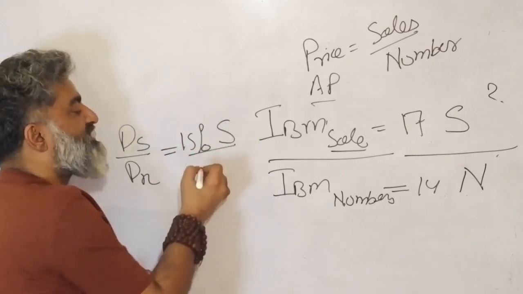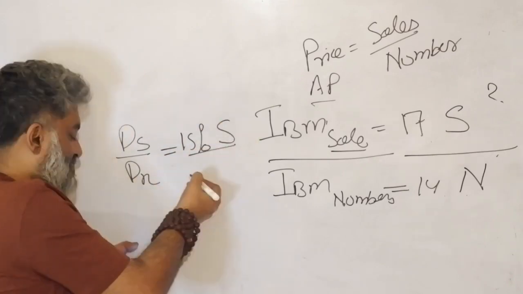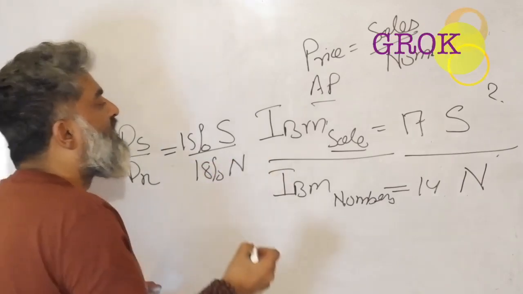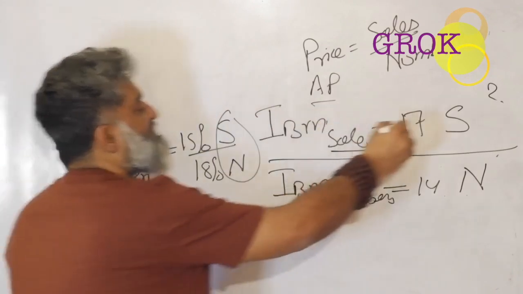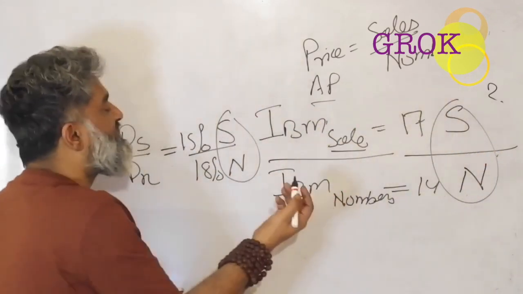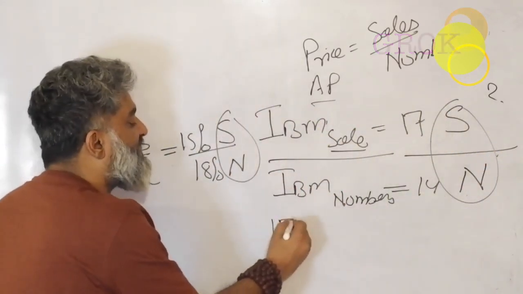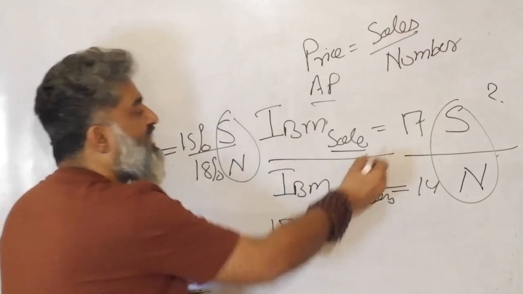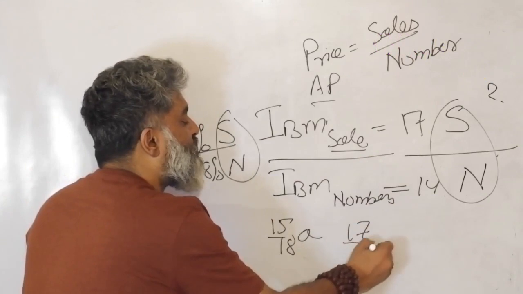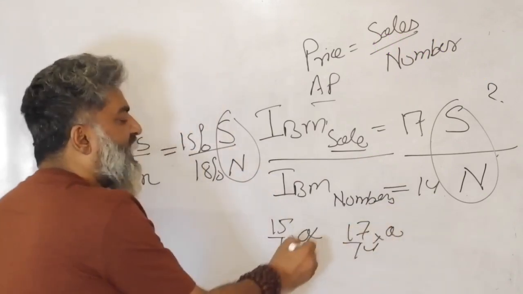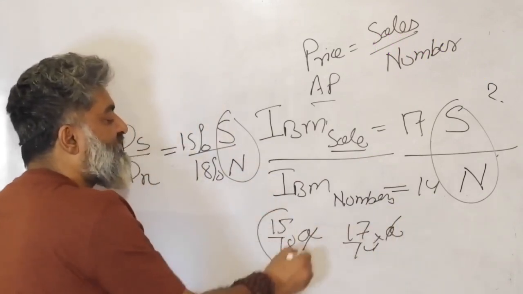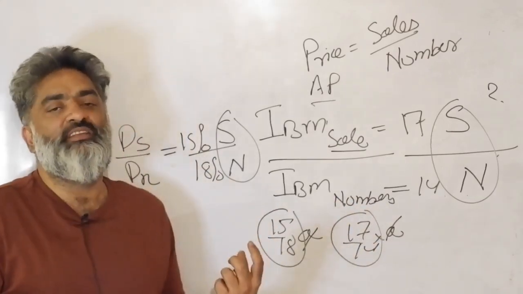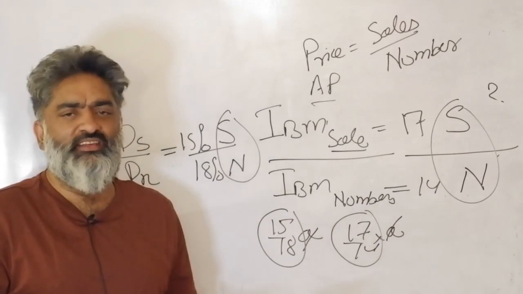I now have symbols for me. The Dell number is going to be how much? 18% of N. Now this S by N and S by N is the same in the story. So it becomes 15 by 18. Instead of S by N, I'll just write a small a, and 17 by 14 of a. A doesn't matter now, just the question is which ratio is higher, because you have to arrange them in terms of increasing order or decreasing order.